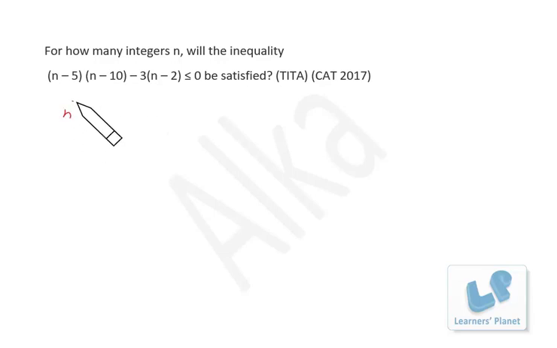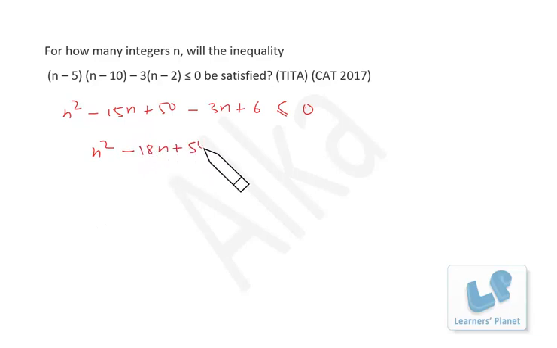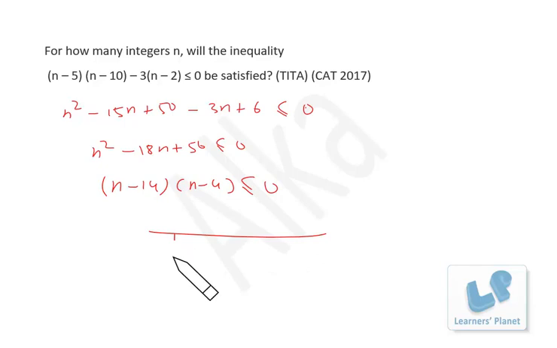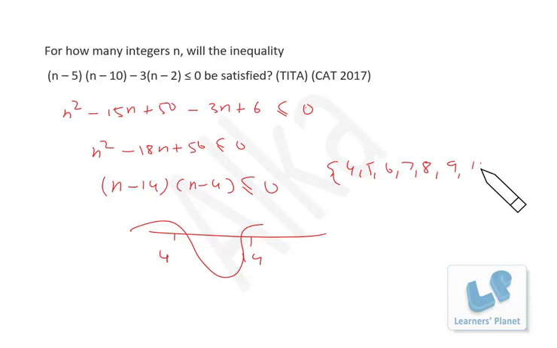So n square minus 15n plus 50 minus 3n plus 6 should be less than or equal to 0. So this is n square minus 18n plus 56, that should be less than or equal to 0. So that is (n minus 14)(n minus 4) less than or equal to 0. So here it is 4 to 14. Okay, so we are looking for less than or equal to 0. So from 4 to 14, how many integers are there? 4, 5, 6, 7, 8, 9, 10, 11, 12, 13, and 14.